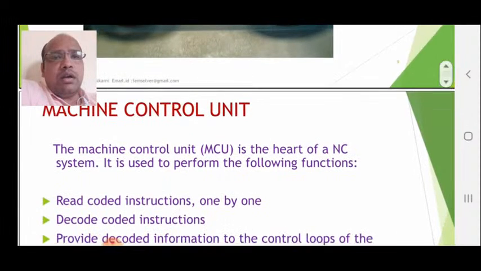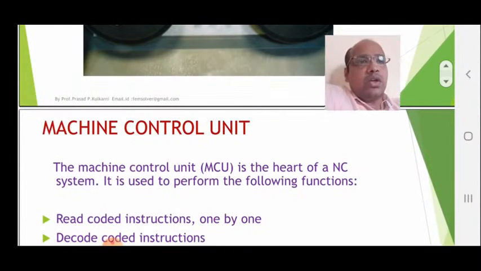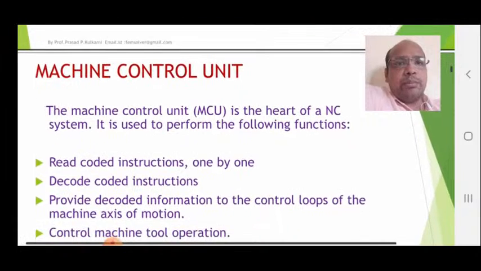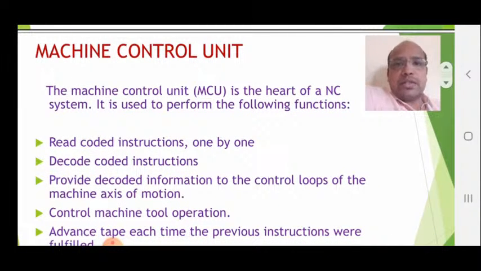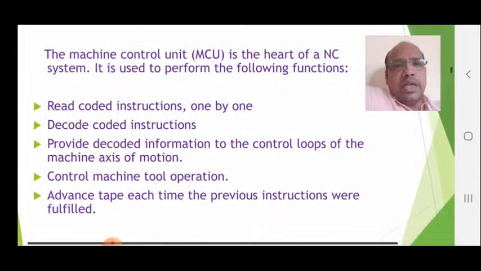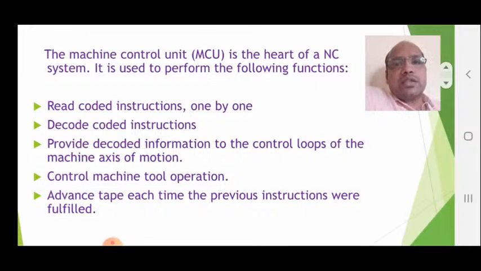Now let us see a very important control unit that is called the machine control unit in an NC manufacturing system. The machine control unit is the heart of the numerical control system. What is its function? It reads coded instructions one by one in a sequence. It decodes coded instructions. It provides decoded information to control loops of the machine axis of motion. It also controls machine tool operations.